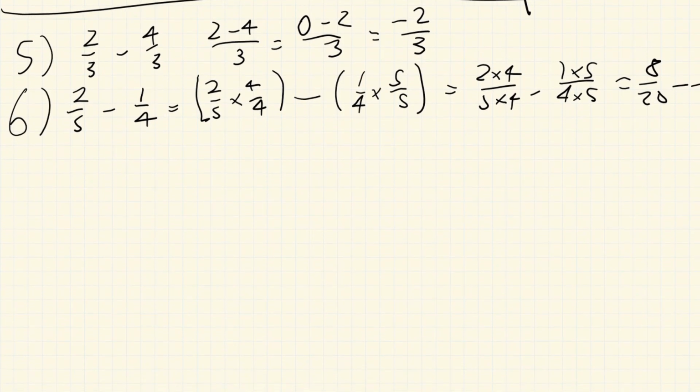So because it's the same number on the bottom, we can just pay attention to the top. 8 minus 5 over 20, which equals 3 divided by 20.